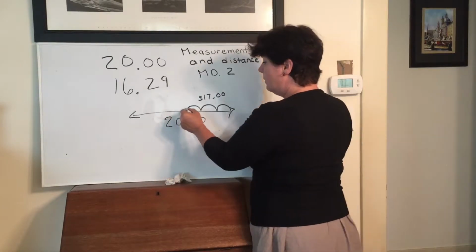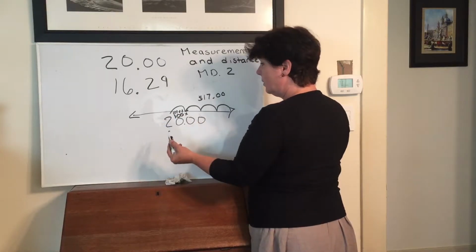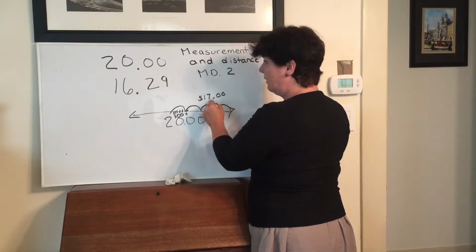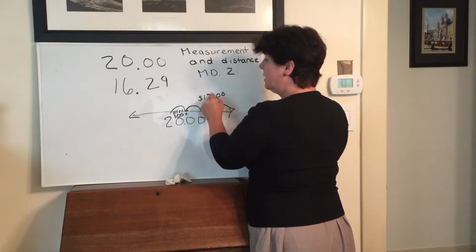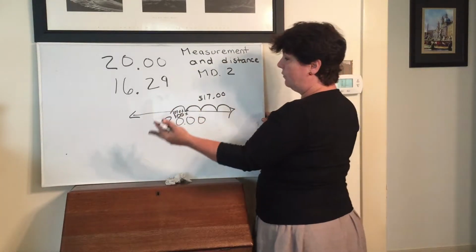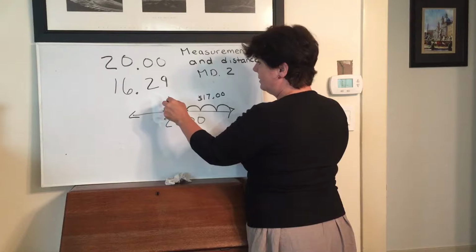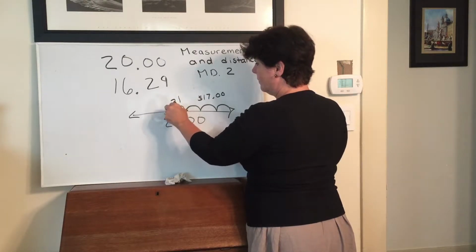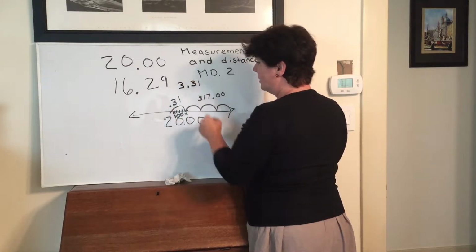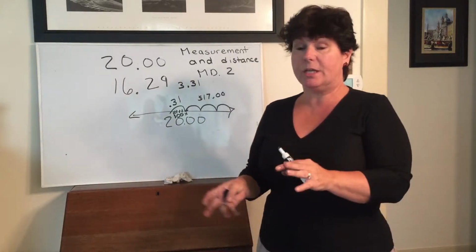And then I know that this distance is cut into 100 parts because that's what our coins are broken into. So what's the difference? How much more do I have to go down to get to 17? 16.99, 89, 79, 69, 59, 49, 39, 29. So that would be 31 cents. So that would be $3.31.